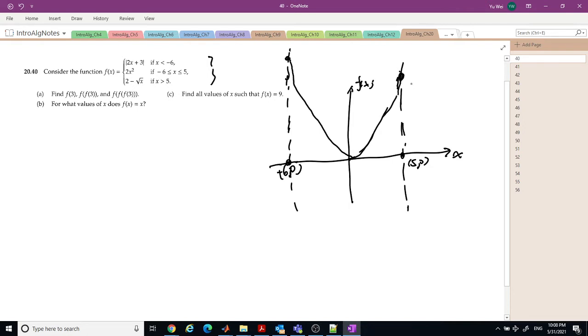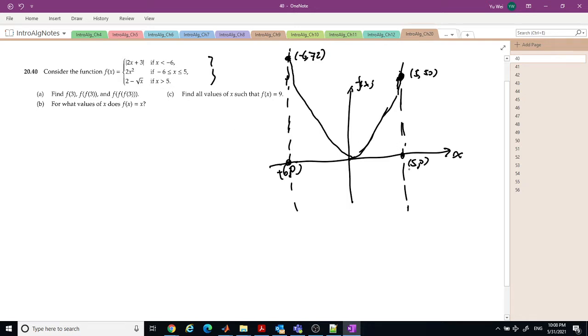We know this point at 5 is 50, so it's (5, 50). And we know this one at -6 is 72, so (-6, 72). So this is one section. Now let's see the next section.